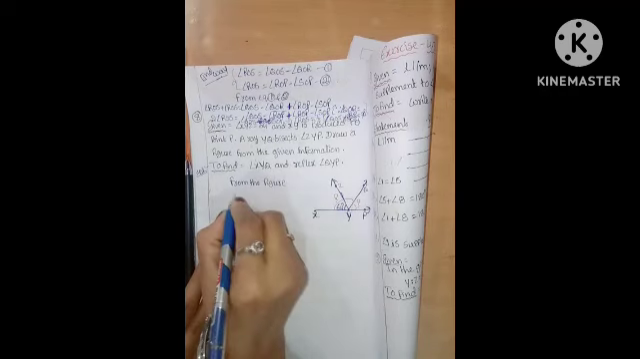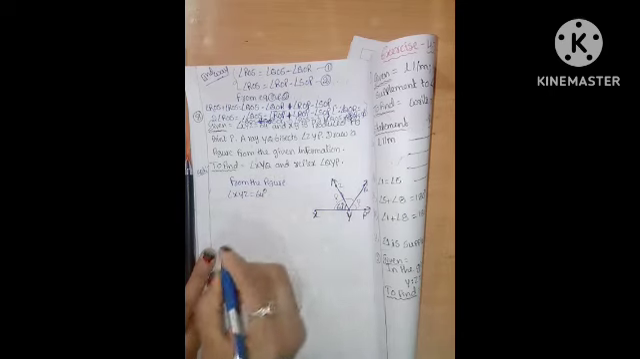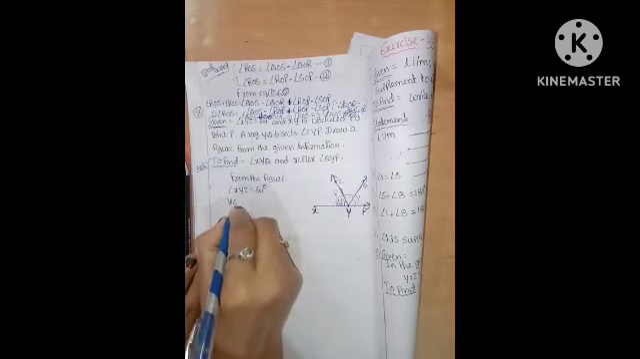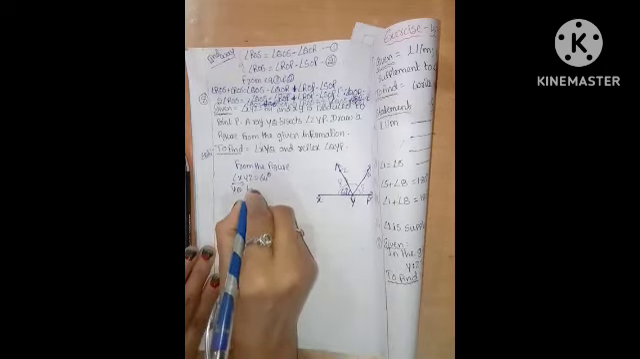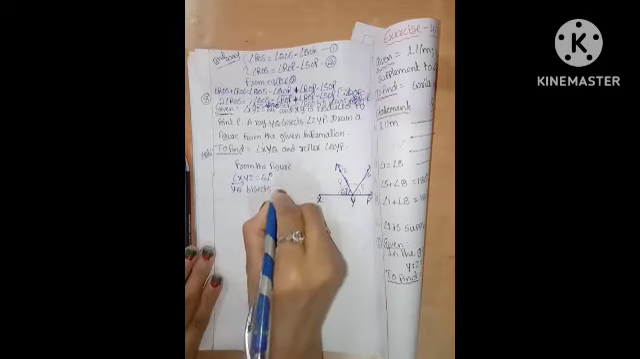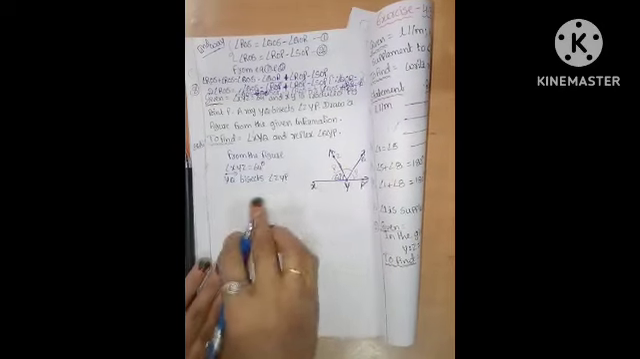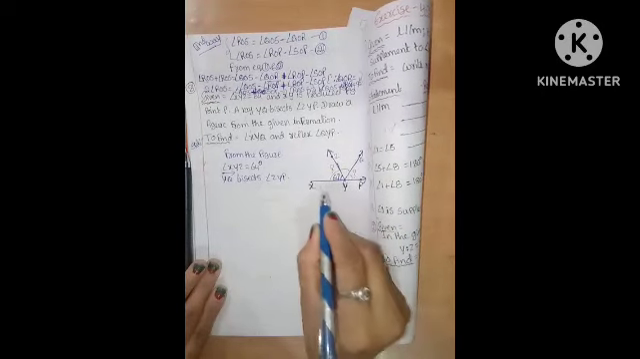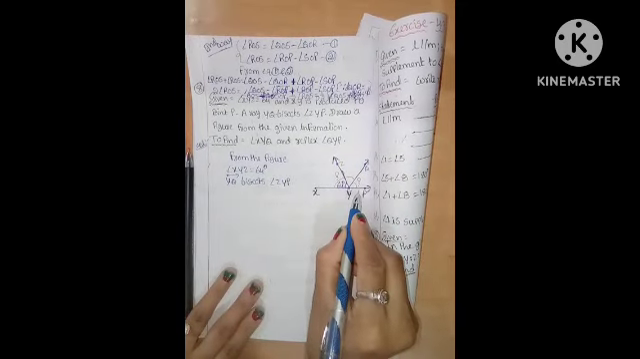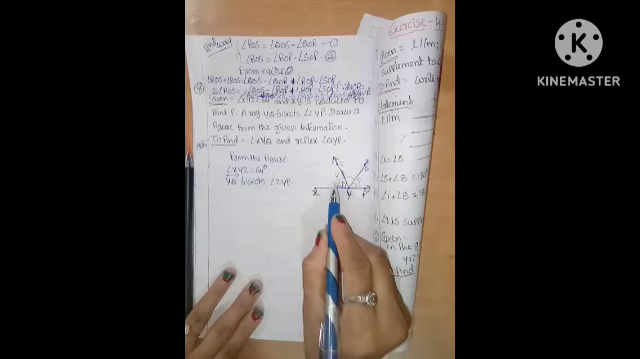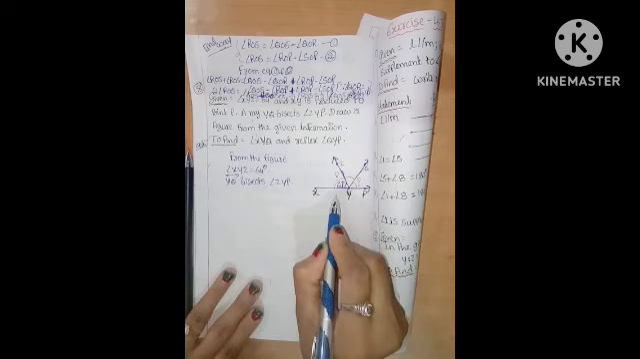From the figure, angle XYZ is equal to 64 degrees. Next YQ, a ray, bisects angle ZYP. Okay, this is XP. Is it a straight line? Is it a straight line, Gagan Sai? Yes, it is a straight line. The sum of these three angles is equal to 180 degrees.